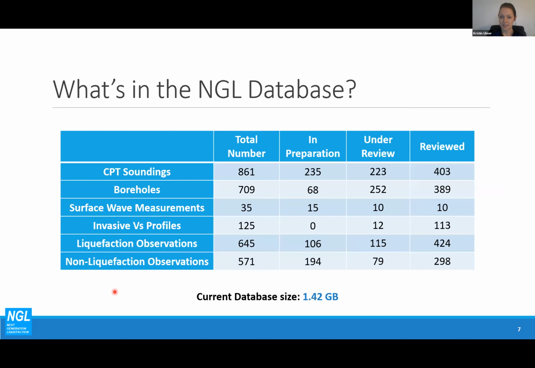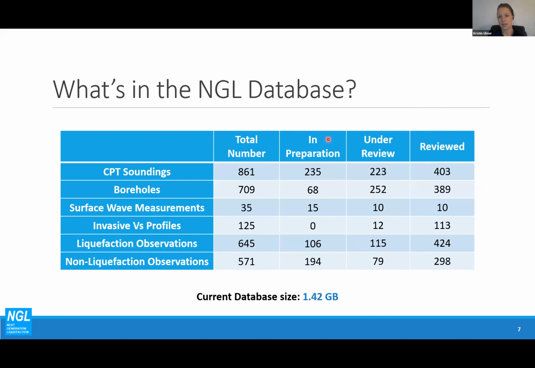By the numbers, the NGL database is quite large. We have hundreds of CPT soundings and boreholes, many surface wave measurements and invasive VS profiles, though not as many as CPTs and SPTs. We have quite a few hundreds, in fact, of liquefaction observations and non-liquefaction observations. And these numbers are broken into four columns. The first column is the total number of everything that's in the database. So that includes what's in the three other columns.